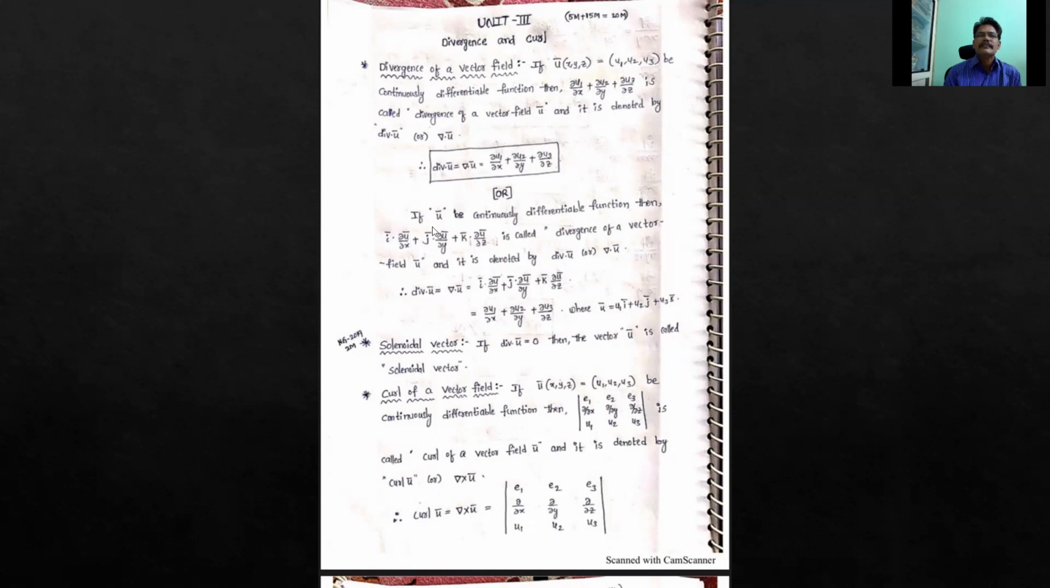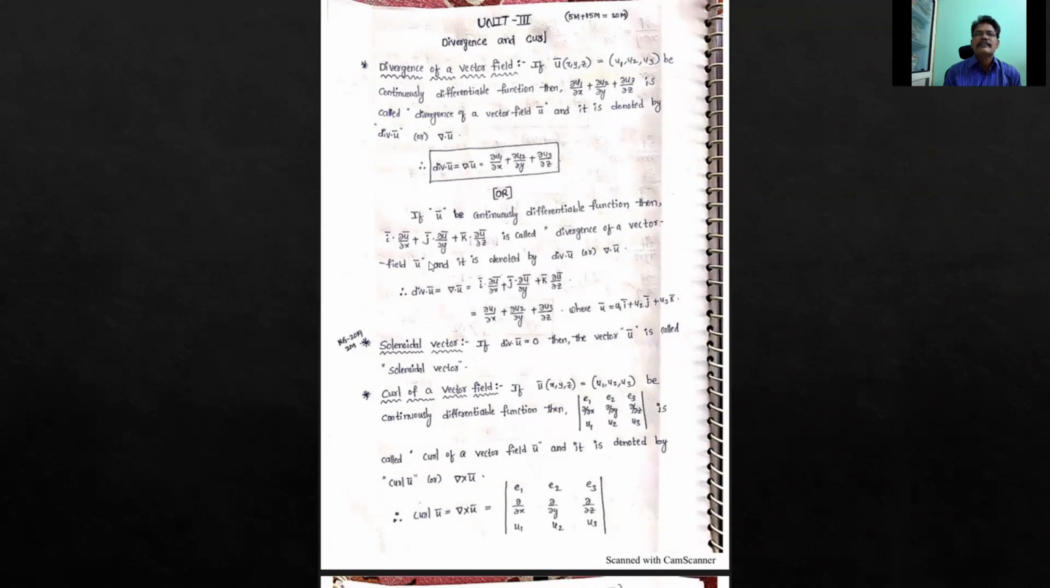In other words, another definition: if u bar is a continuously differentiable function, then i dot ∂u/∂x plus j dot ∂u/∂y plus k dot ∂u/∂z is called the divergence of vector field u bar, and it is denoted by div u bar or del dot u bar. Here i dot ∂u/∂x means ∂u1/∂x, j dot ∂u/∂y means ∂u2/∂y, and k dot ∂u/∂z means ∂u3/∂z.